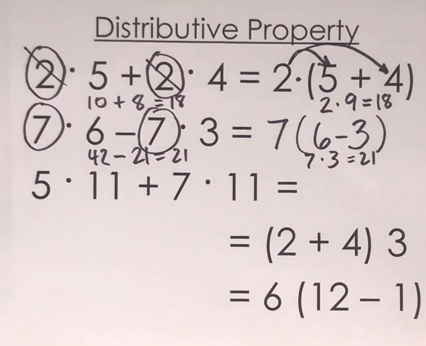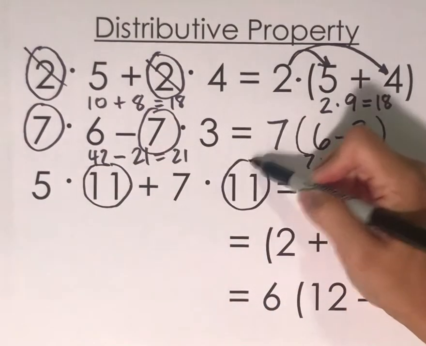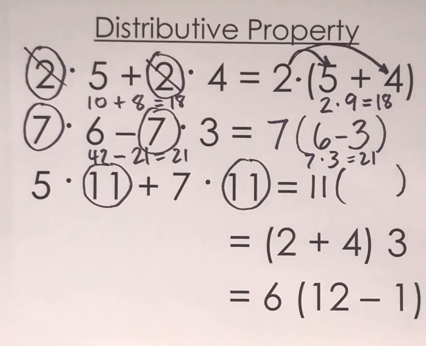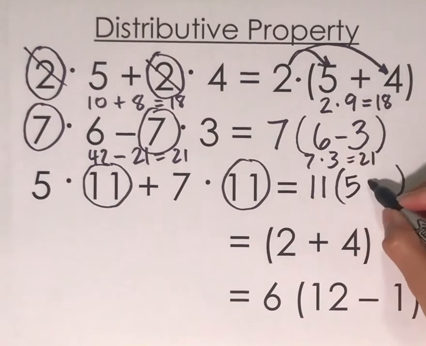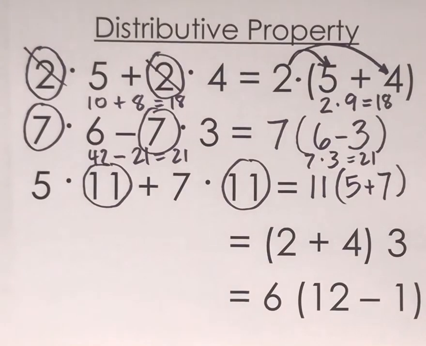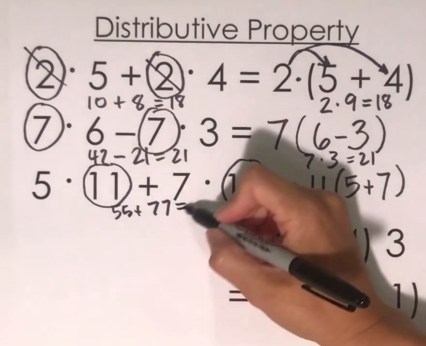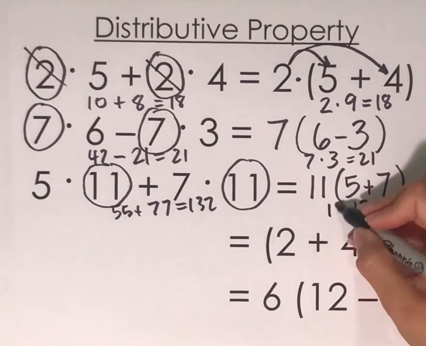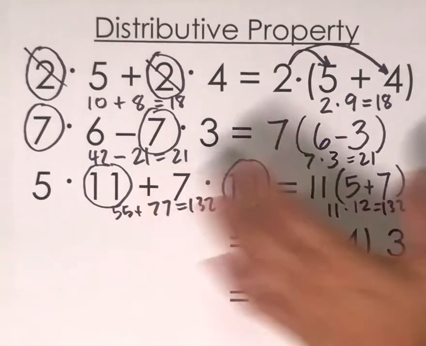All right, next one. Again, we're looking for a common factor. I see that they both have 11. So the 11 is going to go on the outside of my parentheses. Okay. Then what's left goes on the inside. So I have 5 plus 7 goes on the inside. And I'm done. And let's check the value again. So here I've got 55 plus 77, and that equals 132. Over here I have 5 plus 7, which is 12. And then I do 11 times 12, which is also 132. So these are correct.